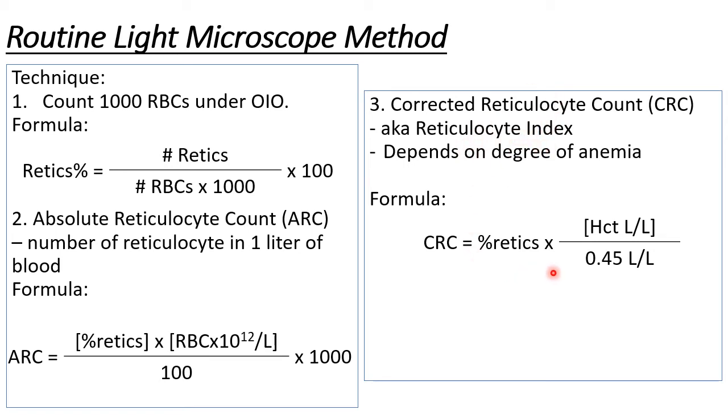Let's look at the formula. We take the percentage retics and multiply it by the patient's hematocrit, in whole number or in SI unit, over 0.45. Why 0.45? Because that is the average normal hematocrit. Okay? So, this 0.45 is a constant.